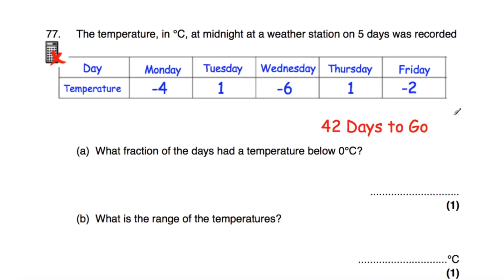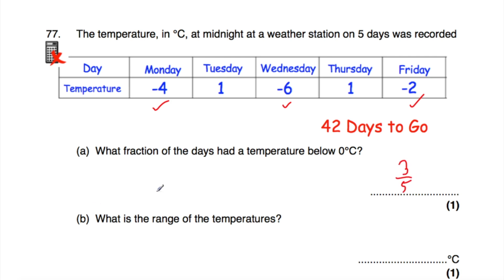Okay, let's look at our next question, question number 77. We've got some temperatures and they're in degrees Celsius. So Monday it's -4 degrees Celsius and so on. And the question says, what fraction of the days had a temperature below 0 degrees? So if we look at these 5 days, this is below 0, this is below 0, and this is below 0. So that's 3 out of 5, so 3/5.